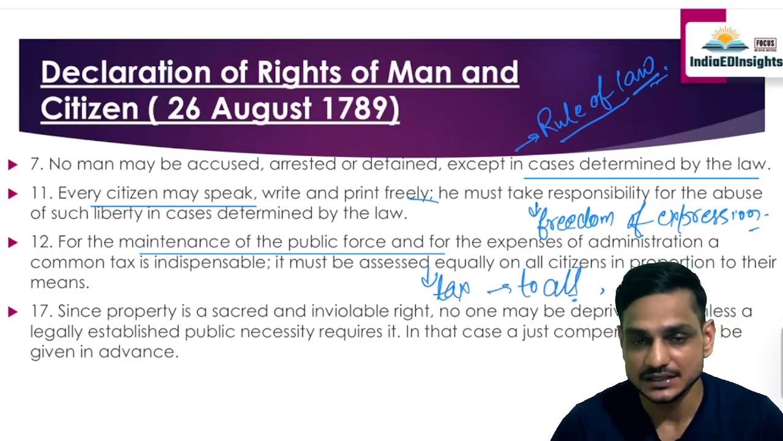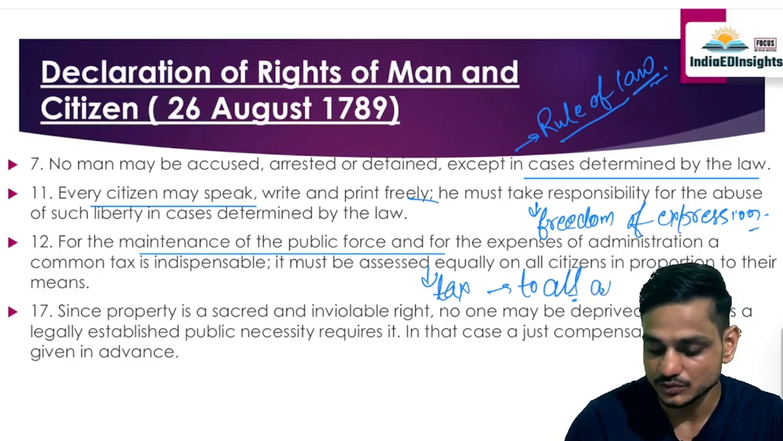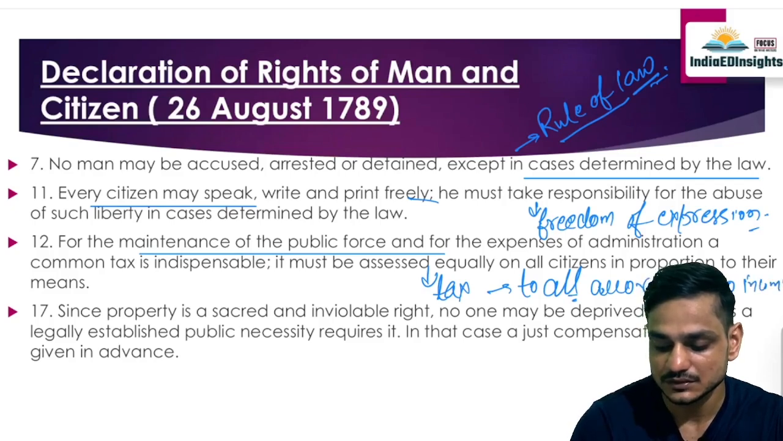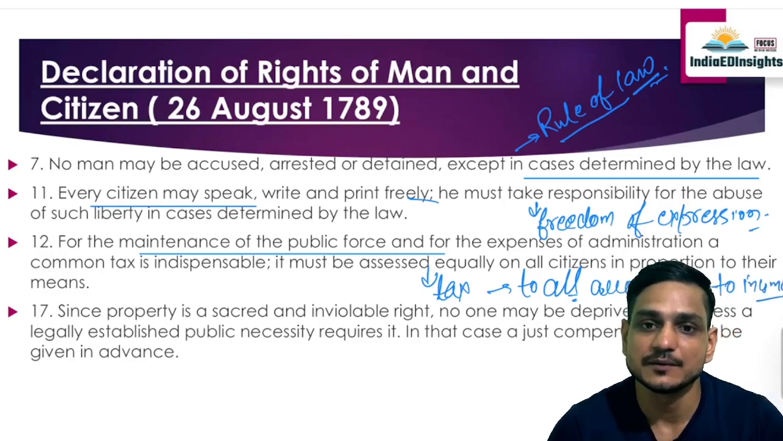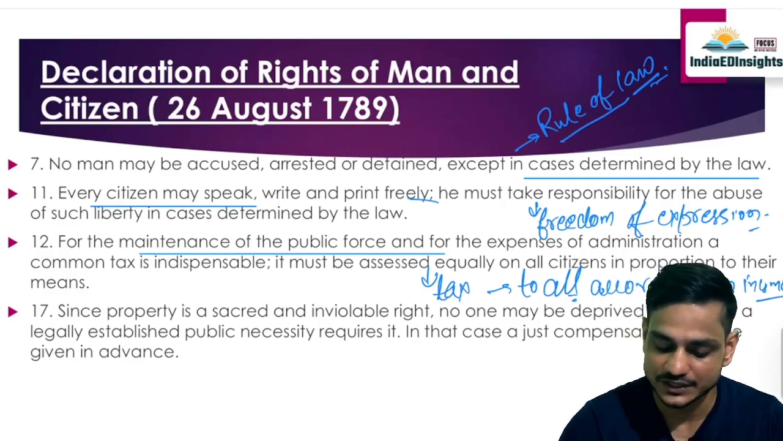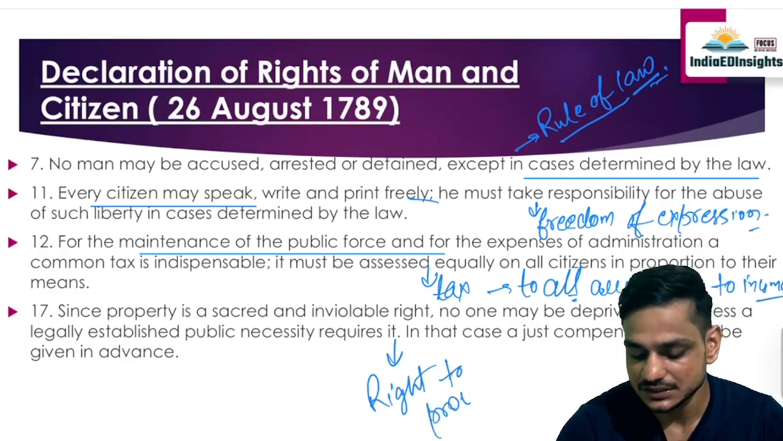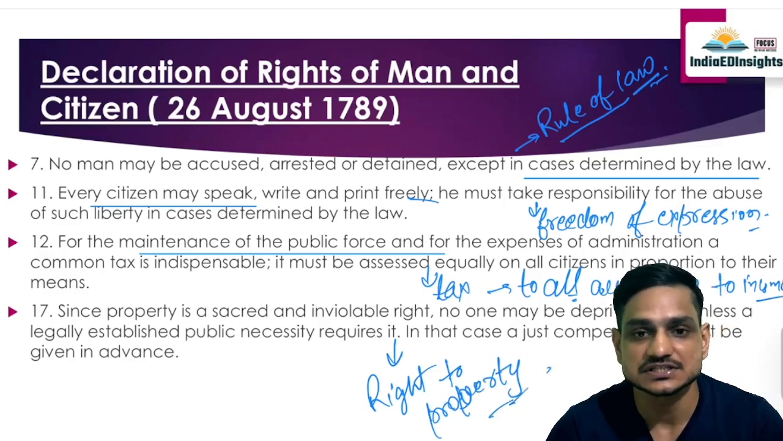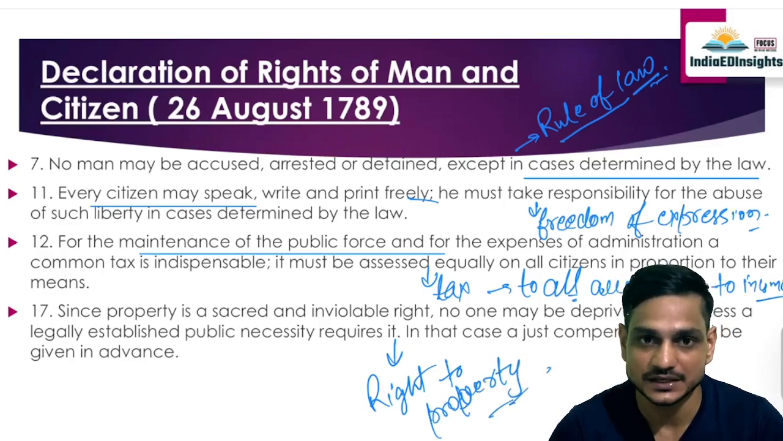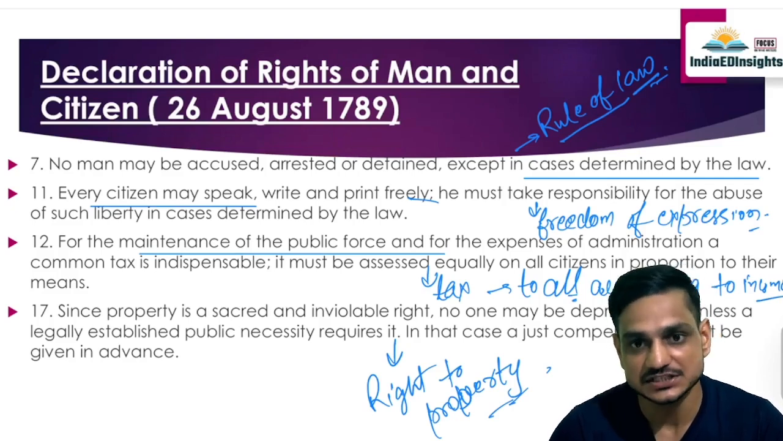Means all citizens must pay tax. Tax to all according to income, means according to the income every person has to pay taxes. Next one is since property is sacred and inviolable right, so right to property. So right to property was considered a right in the Declaration of Rights of Man and Citizen, means property must remain with the citizens itself.